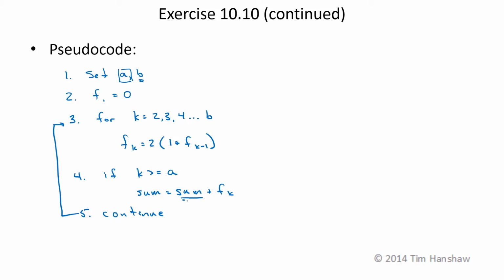Now I do have a problem in that the first time I do this, I won't have a previous value for sum. So up here, I'll also need to initialize sum to be 0. Now let's convert this to MATLAB.